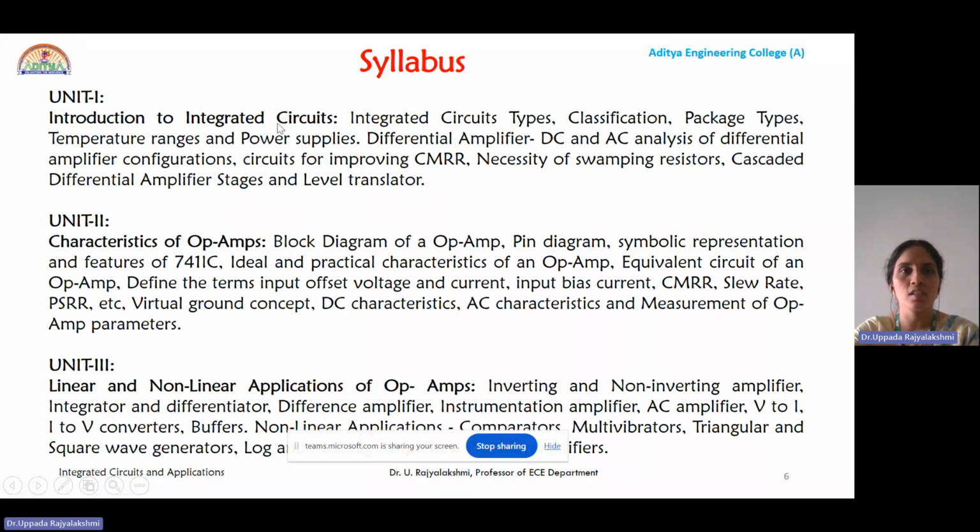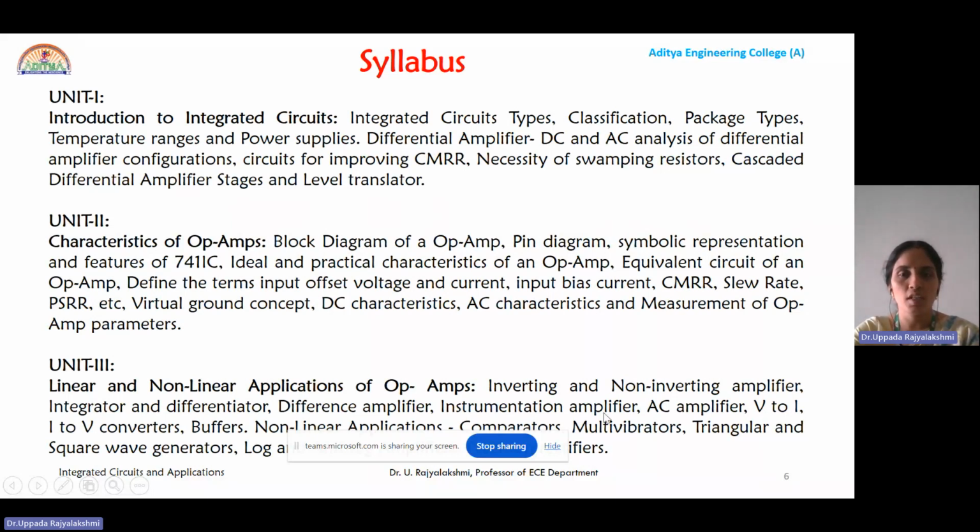Coming to the course contents, in the first chapter, as we already discussed, we are going to introduce the concept of integrated circuits and their internal construction. In chapter 2, we'll completely discuss the characteristics of op-amps, like all ideal and practical characteristics. Similarly, the DC as well as AC characteristics of op-amp will be discussed in chapter 2.